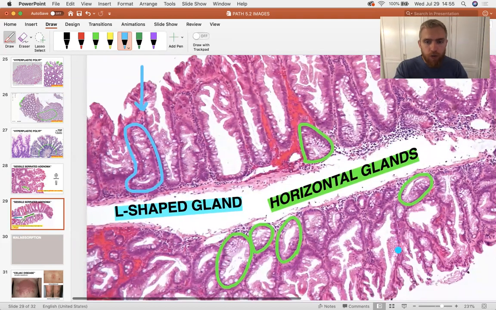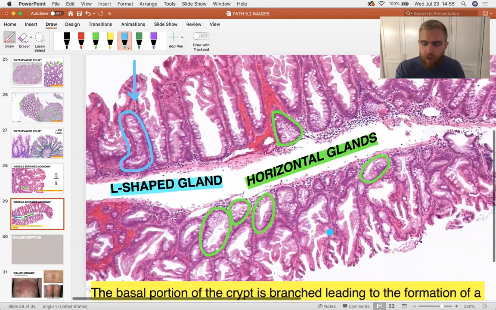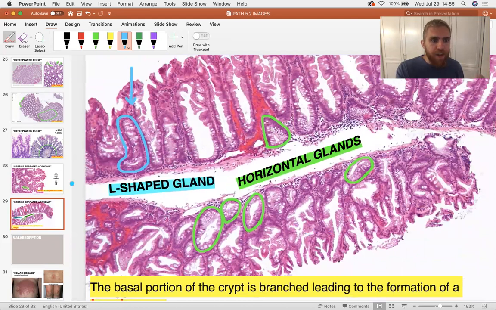And I've circled horizontal glands here in green because this is going to be another marker of a sessile serrated adenoma compared to a hyperplastic polyp, which will tend to all be in the same plane.